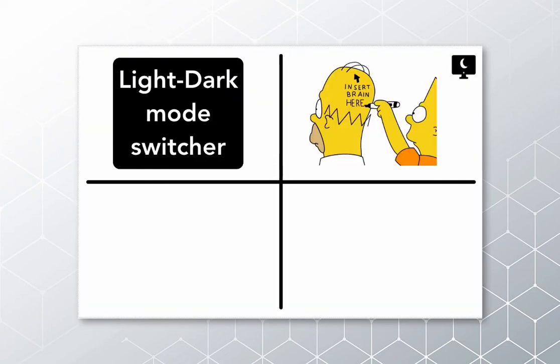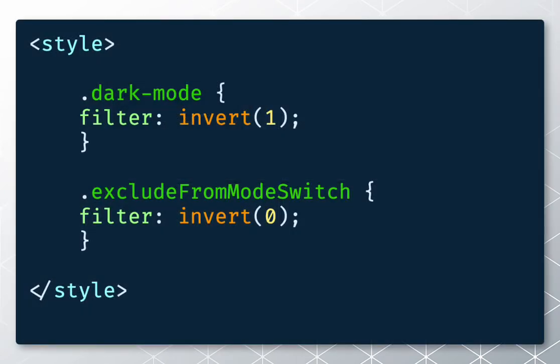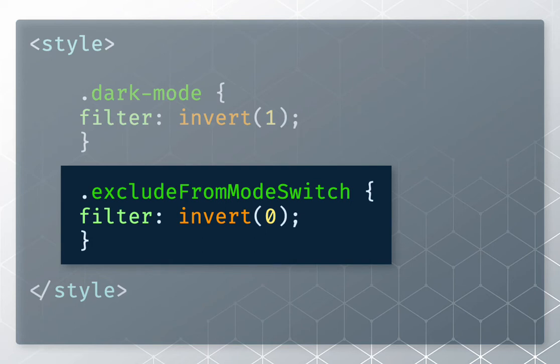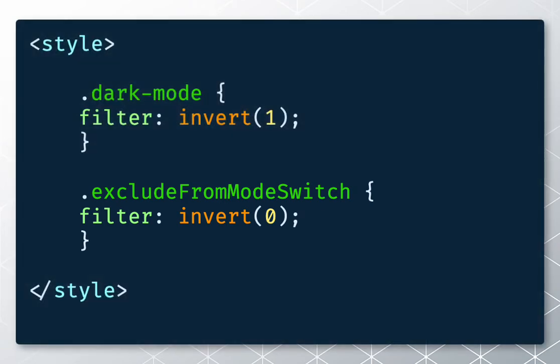For this reason, we need a way to protect this image during the switch to dark mode. In fact, we need a way to exclude all images from the changes we're making to the broader user interface. We can do that by creating a second class called excludeFromModeSwitch. That new class looks like this. It's effectively the opposite of the dark mode class. Next, we need a way to apply this class so that it overrides the global dark mode class.